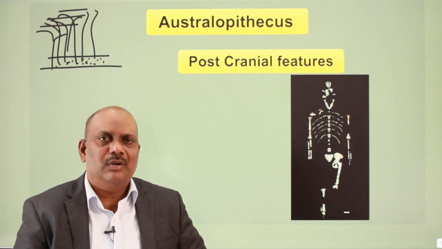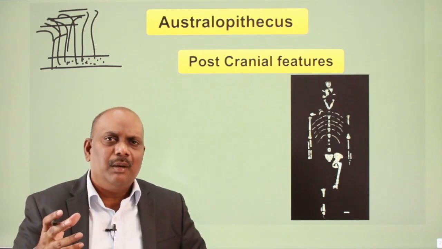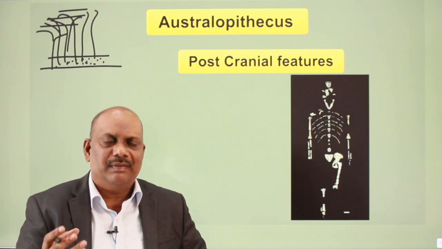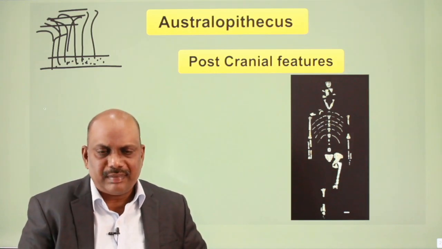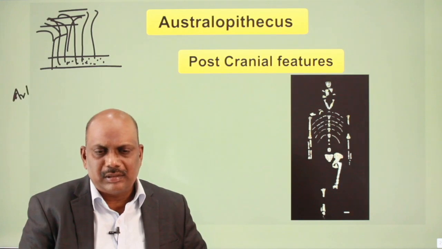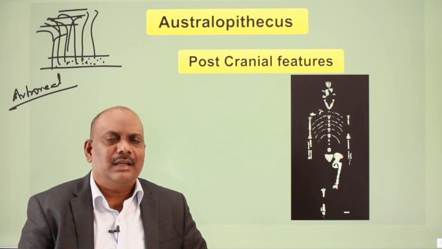So prior to Australopithecus, when such an environment prevailed, most of our ancestors were strictly arboreal. That means they were forced to live on the tree branches.